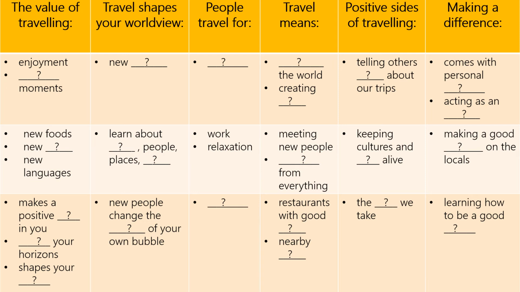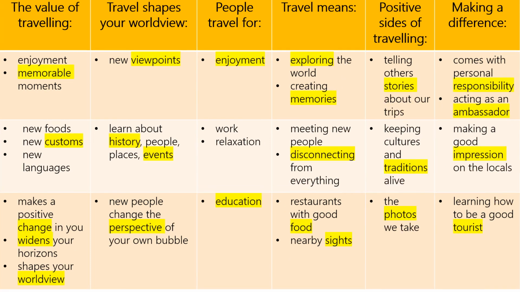As you can see, some pieces of information are missing. Your task is to pause this video lesson, copy the chart in your notebooks, read the story again, and fill in the gaps with the missing information. Let's do the checking. The highlighted words are the missing pieces of information.